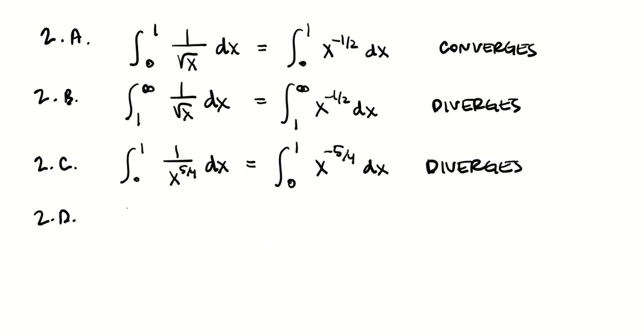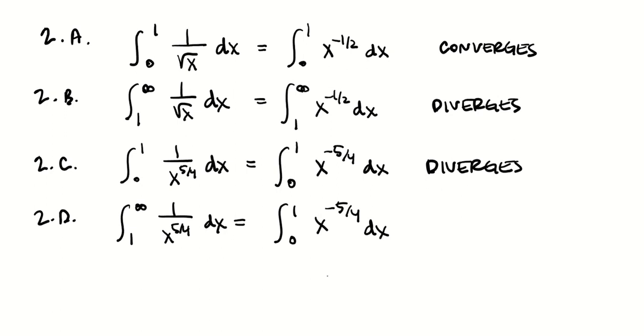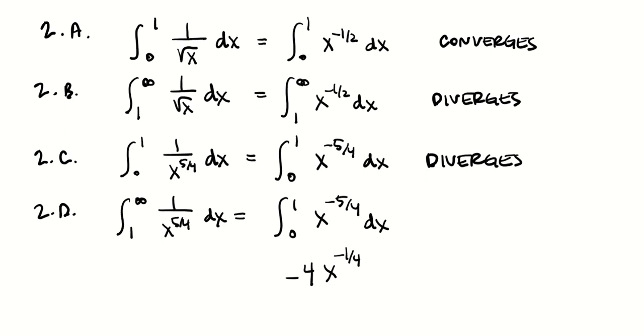D, I'm going to say, okay, 1 to infinity of 1 over x to the 5 fourths. That's where I can rewrite. Anti-differentiate. I definitely did not divide by the new power on that old one, but it still didn't change whether or not it was going to converge or diverge, right? So I'm going to add 1 to the power and divide by the new power. So I have an actual antiderivative.